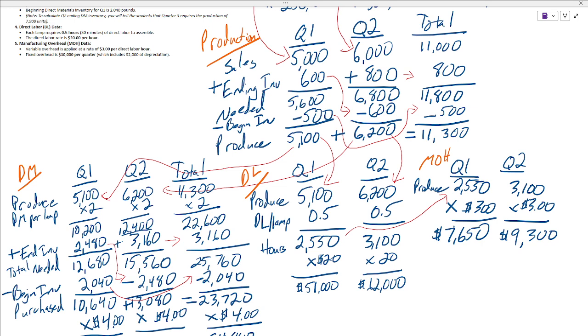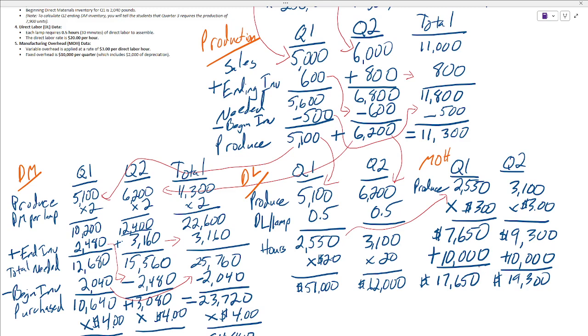In addition, we also have fixed overhead like depreciation and things like that. So it could be the rent. That's not going to change based on how much we pay our employees. Rent's going to be the same. Depreciation is going to be the same. So let's just add that in. Sometimes this changes from quarter to quarter. This problem is just saying it's $10,000 per quarter. So add those two in, and we get 17,650 in overhead for the first quarter and 19,300 in overhead for the second quarter.